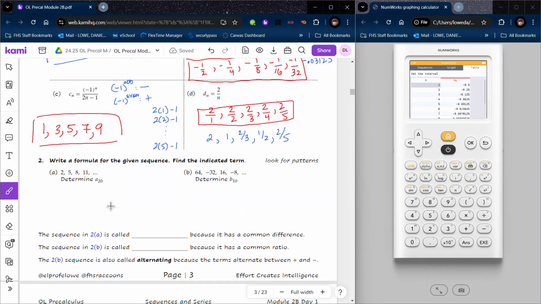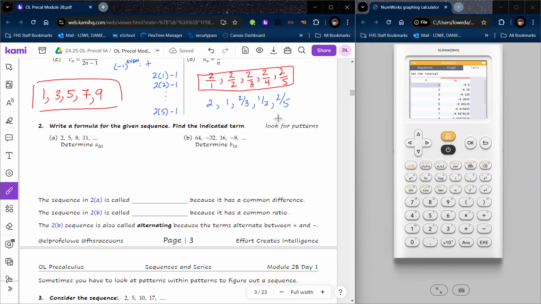Okay. So what if I need to write a formula? Well, if I need to write a formula, I'm going to look for patterns. So I look to see what I have in common. And I notice that this is going to be plus 3 each time for 2a. If I look at the pattern for 2b, I notice that I'm going to be times negative 1/2 or divide by negative 2 each time for 2b. So what would be my formula for this?